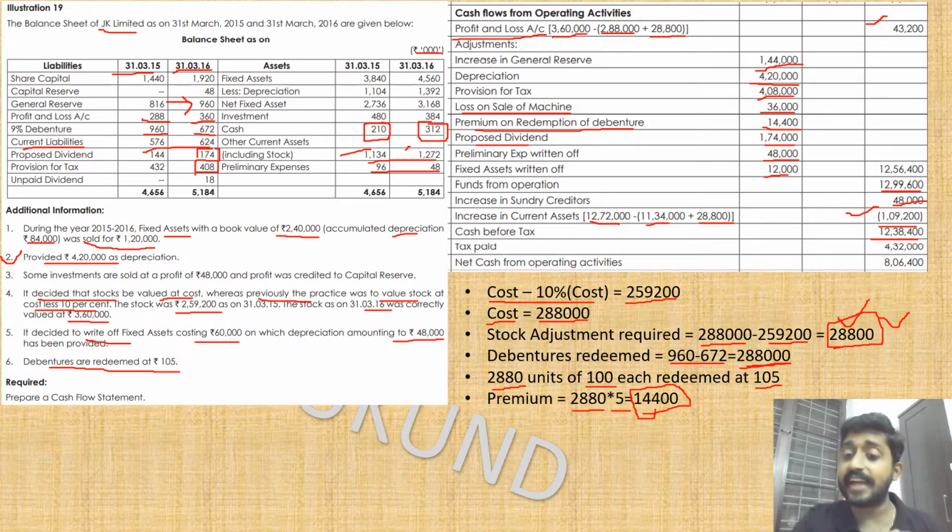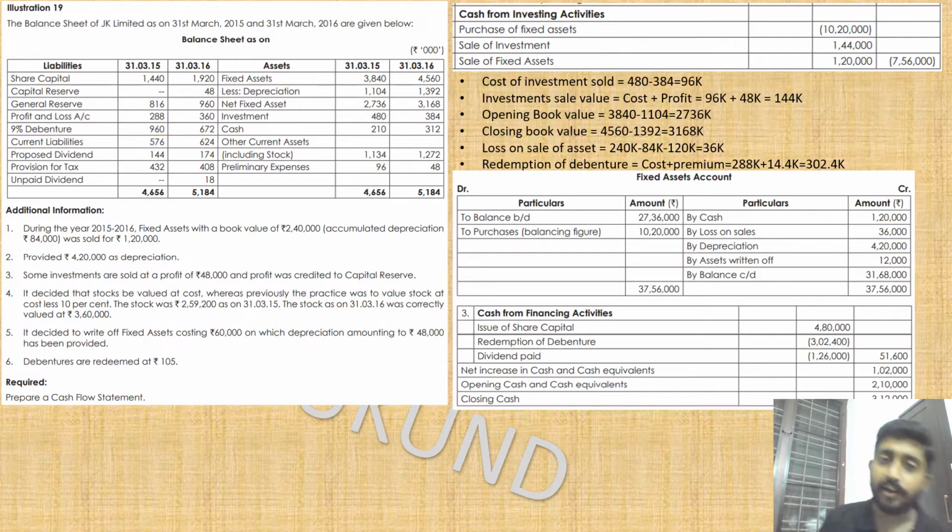The last year provision for tax will be paid in this year. So last year provision for tax is 4,32,000, and 4,32,000 will be paid this year. And you can find the net cash generated from operation as 8,06,400.